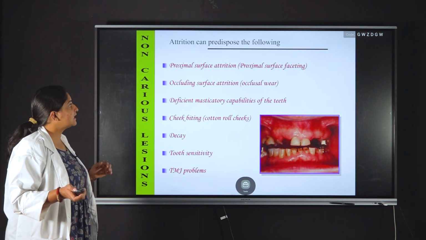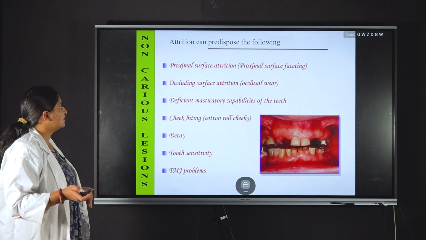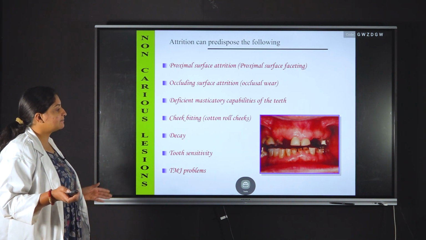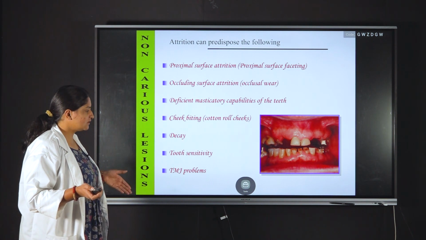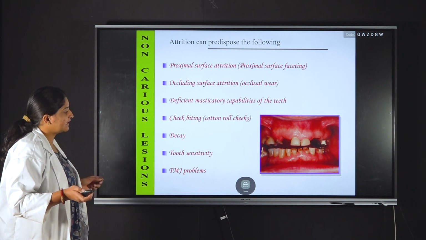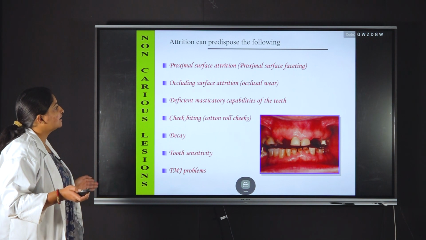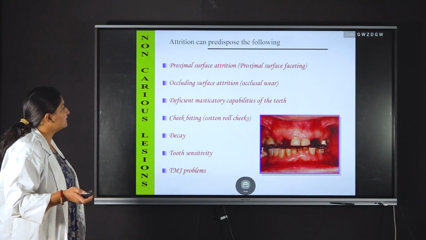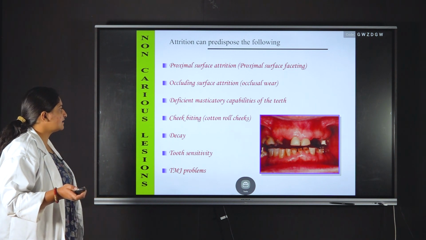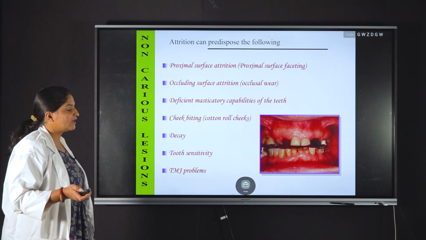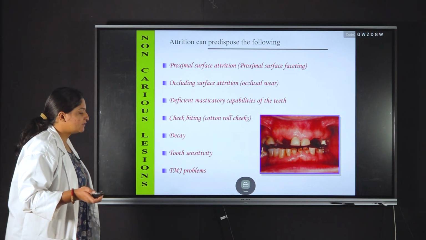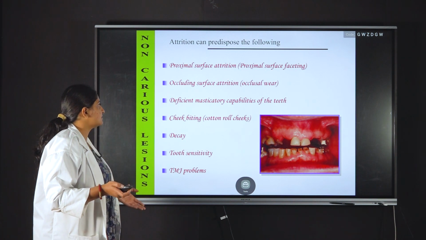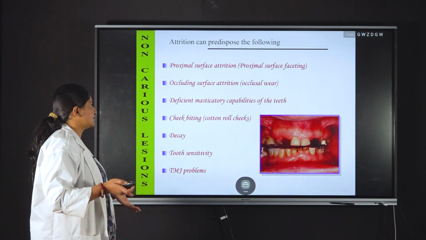Attrition can predispose the following: proximal surface attrition, that is proximal surface facetting, meaning the contact area between two teeth may be subjected to facetting, where a facet is formed, and occluding surface attrition, that is occlusal wear. Any tooth surface which is lost is named accordingly, that is proximal surface attrition or occlusal surface attrition.